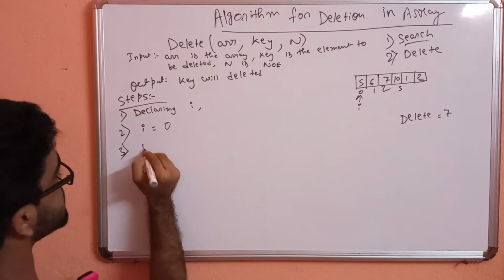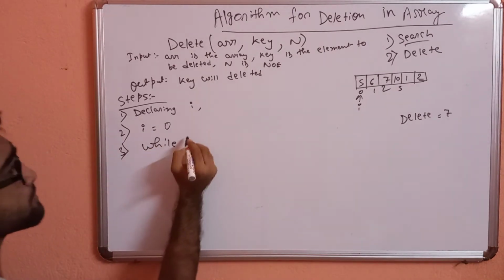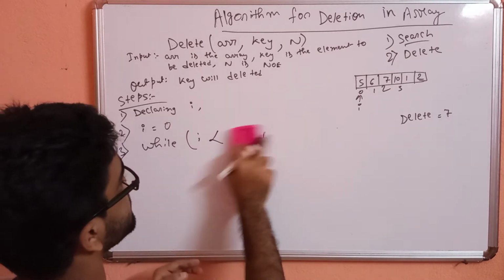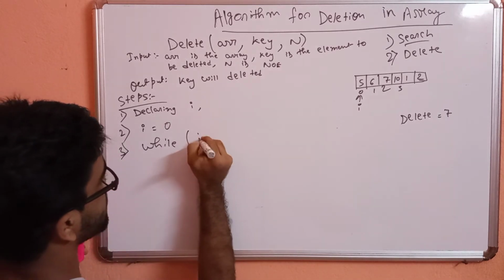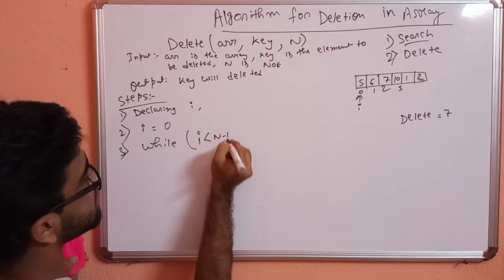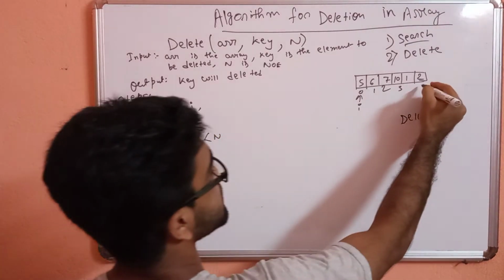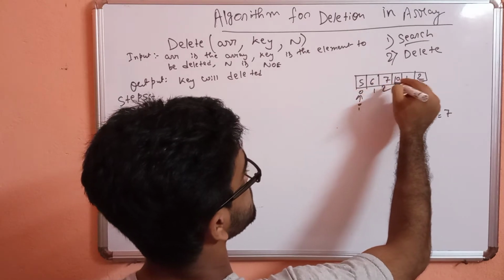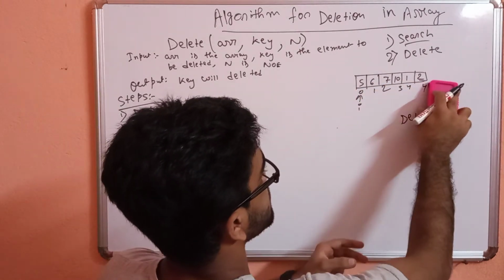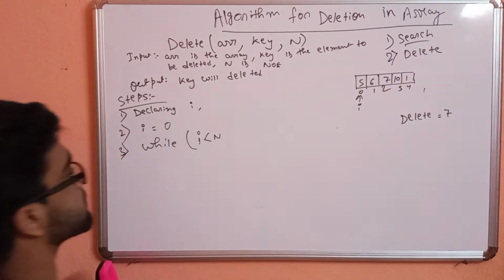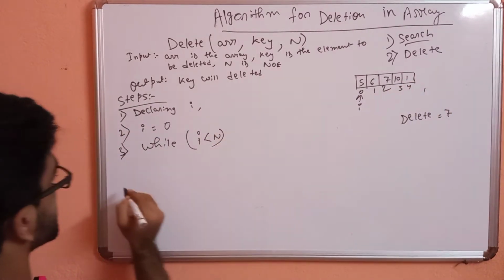Then running a loop, while I less than n minus 1, sorry, for I less than n. It will run 0, 1, 2, 3, 4, it will run till 4. I less than n.